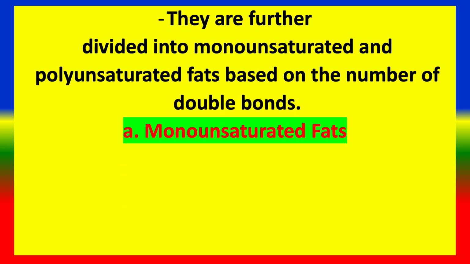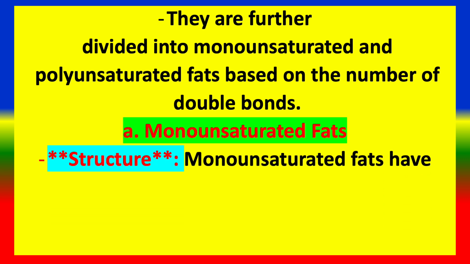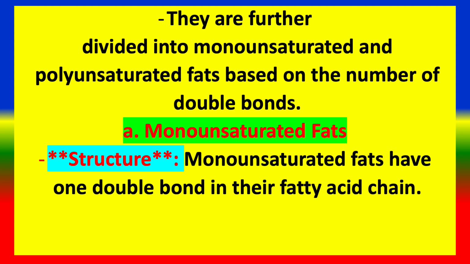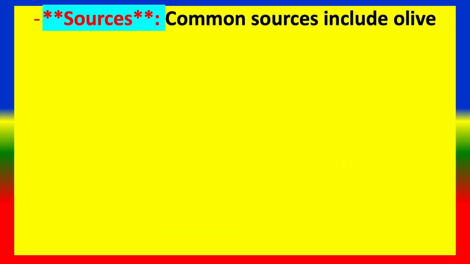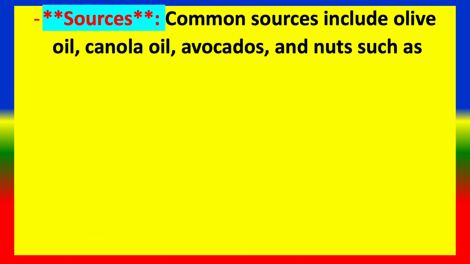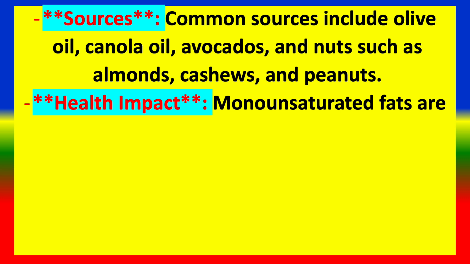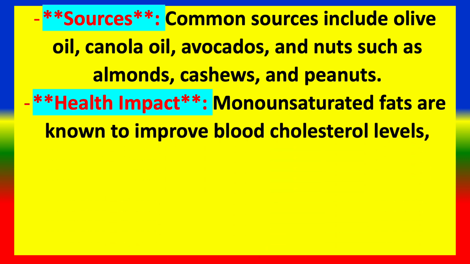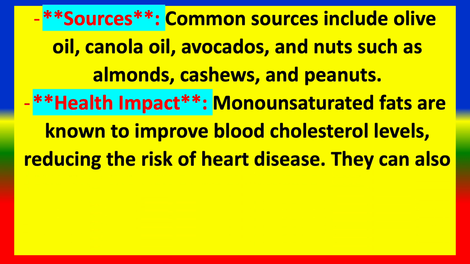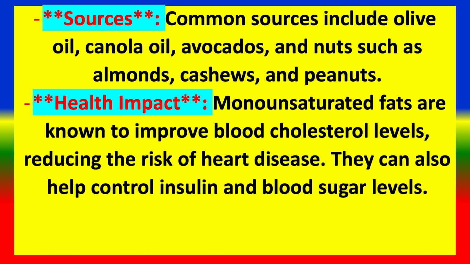First, detail about monounsaturated fats. Structure. Monounsaturated fats have one double bond in their fatty acid chain. Sources. Common sources include olive oil, canola oil, avocados, and nuts such as almonds, cashew nuts, and peanuts. Health impact. Monounsaturated fats are known to improve blood cholesterol levels, reducing the risk of heart disease. They can also help control insulin and blood sugar levels.